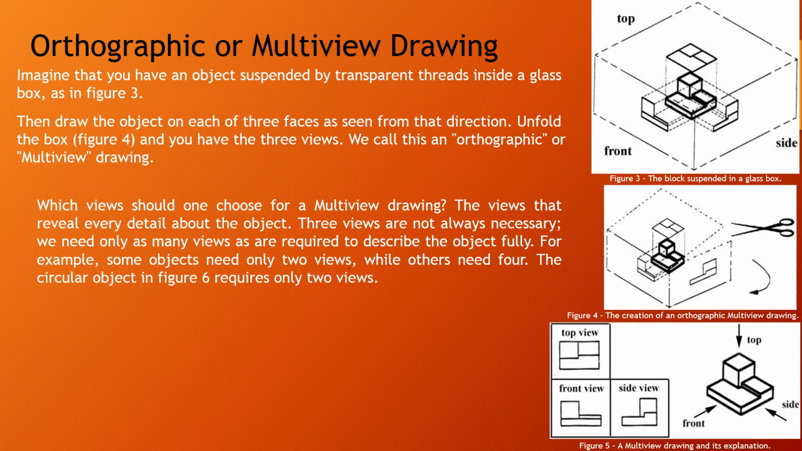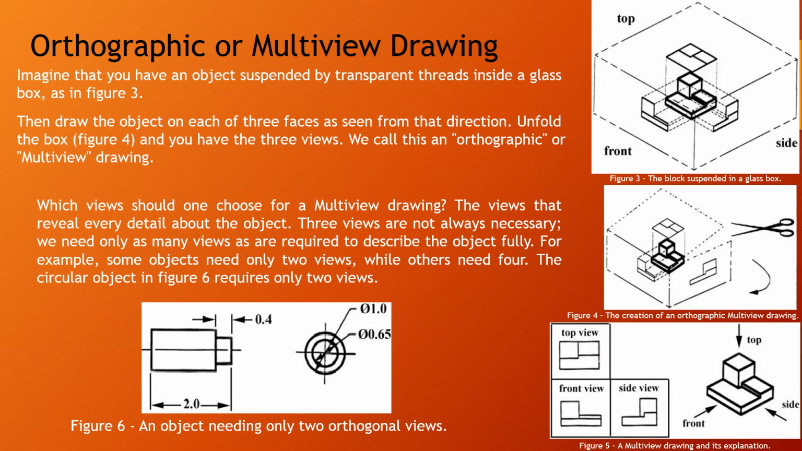Which view should one choose for a multiview drawing? The view that reveals every detail about the object. Three views are not always necessary. We need only as many views as are required to describe the object fully. For example, some objects need only 2 views, while others need 4. The circular object in figure 6, I will show it, requires only 2 views. This object only requires 2 views. In figure 4.